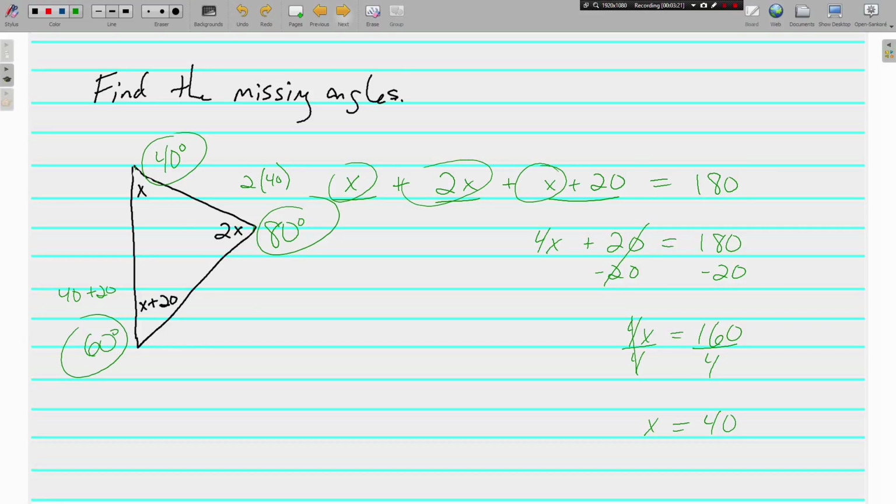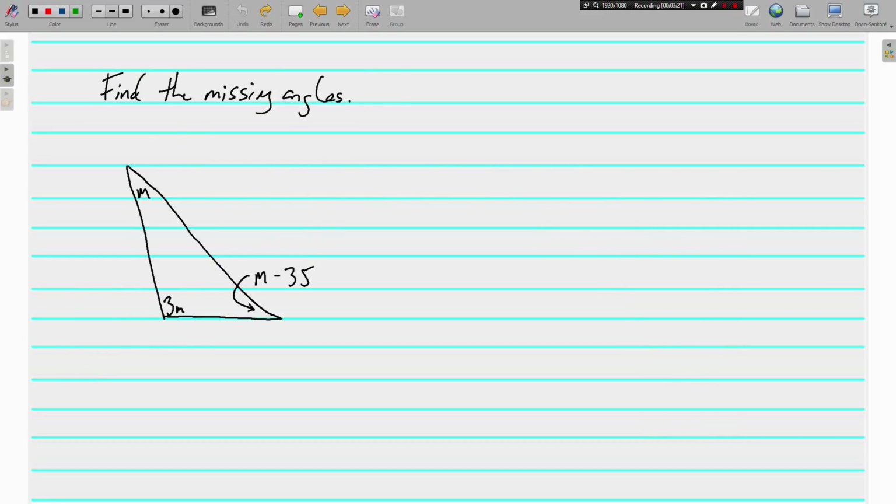And I think we will on the next one too. Yep, find the missing angles. Pause any of these, try them on your own, and then you can check. Here we have m plus 3m, oops, got carried away there, 3m plus m minus 35 is equal to 180.